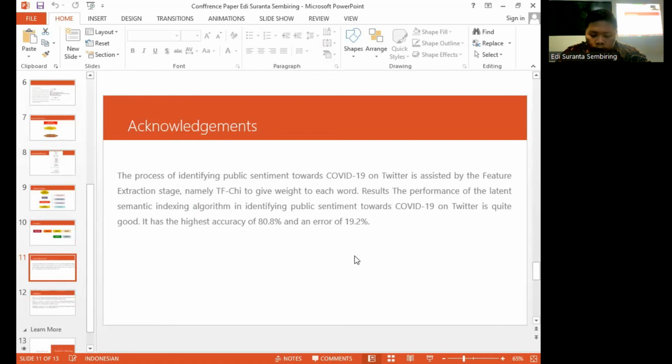Result: the performance of the latent semantic indexing algorithm in identifying public sentiment toward COVID-19 on Twitter is quite good. It has a high accuracy of 80.8% and an error of 19.2%.